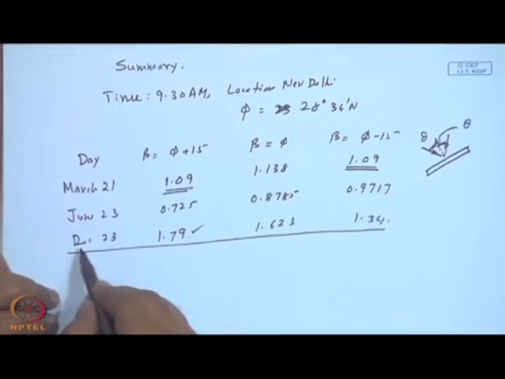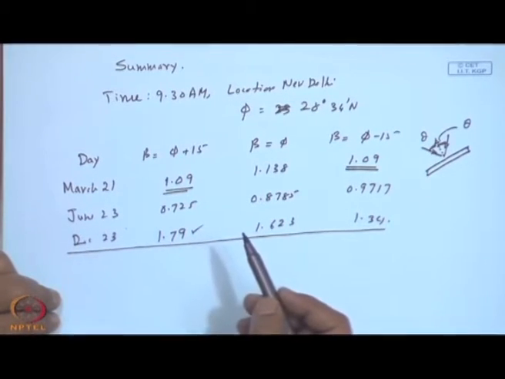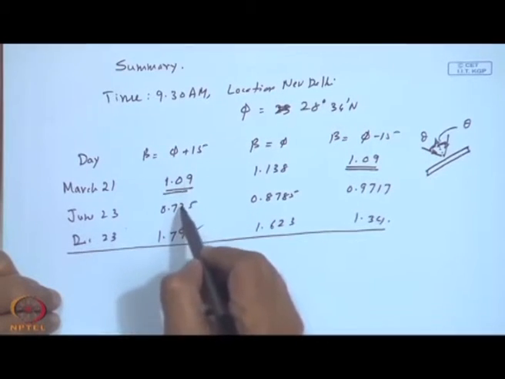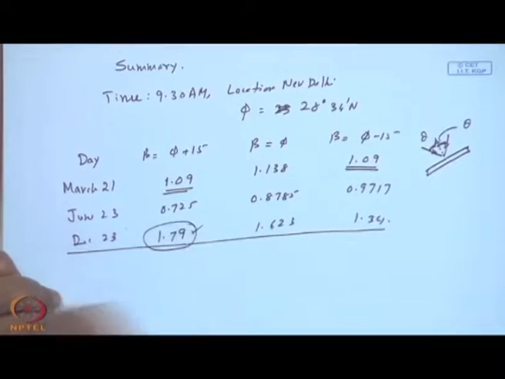And of course, for 5 plus 15 and December, negative declination, you have the highest, 1.79. So, if you have a certain horizontal radiation, even if it is 1.5 times, 1.2 times the December value, you have a pretty good inclination factor if you choose the right slope.